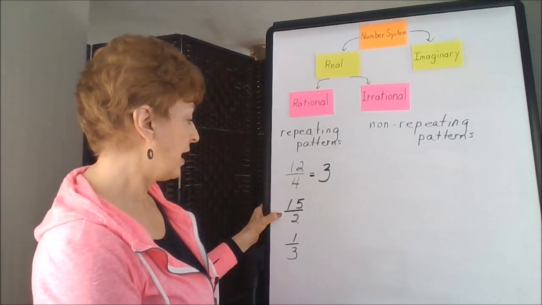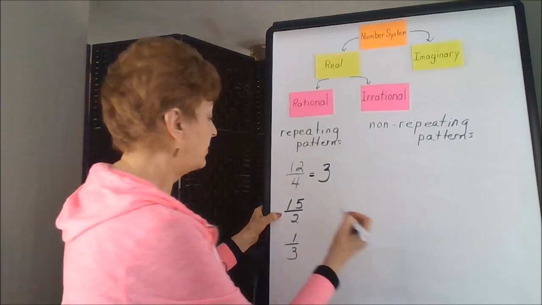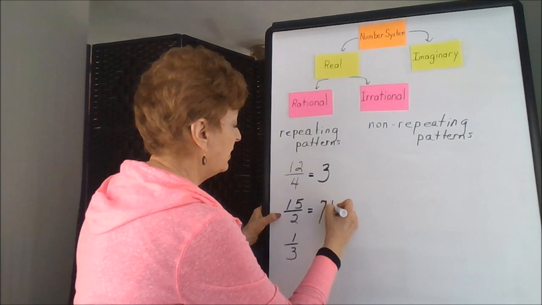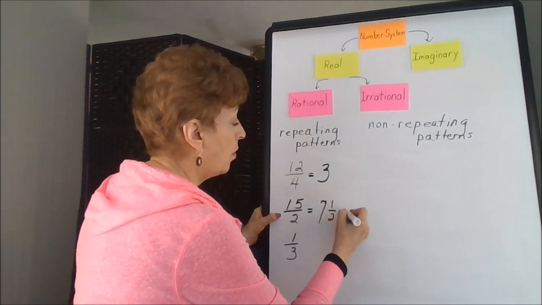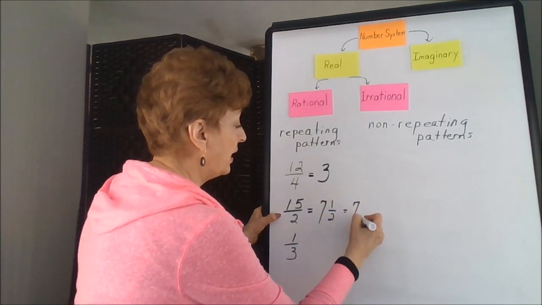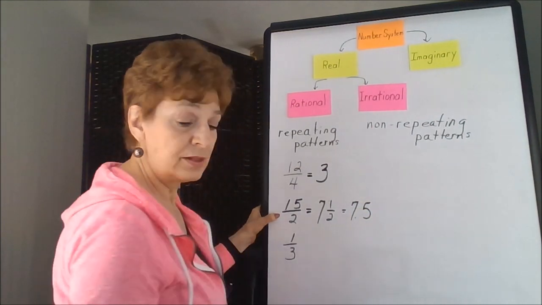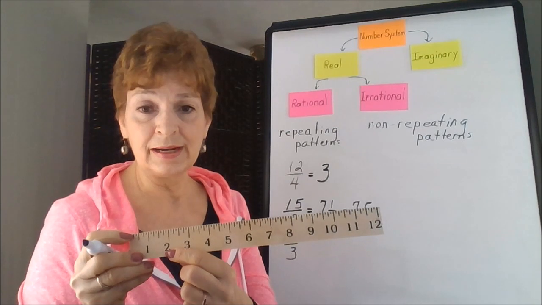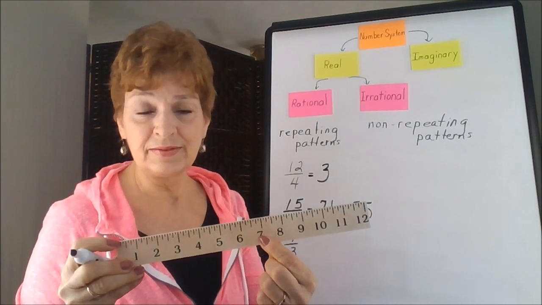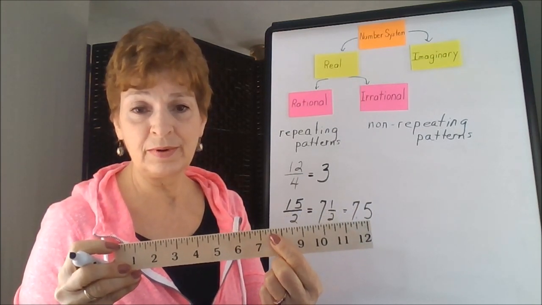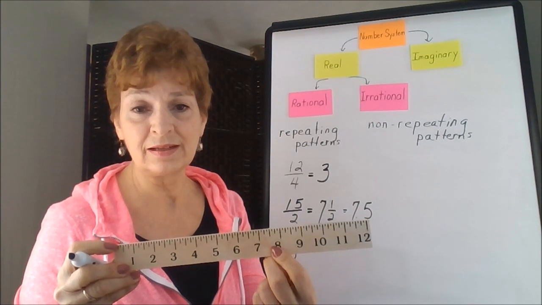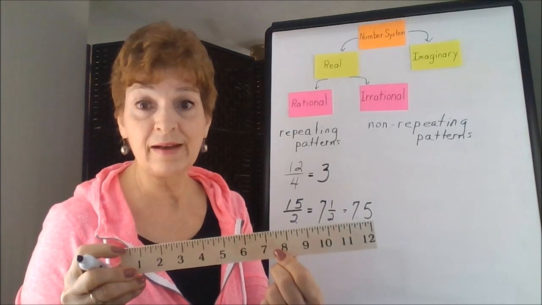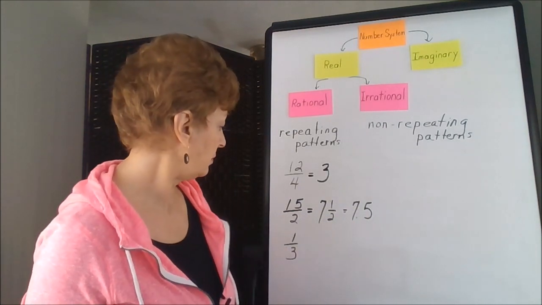If we have a fraction like 15/2, that one reduces to 7 1/2, or you could say 7.5. That too is easily recognizable on a number line. 7 1/2, here we see it between the 7 and the 8. So we have a very clear understanding of where that falls on a number line.